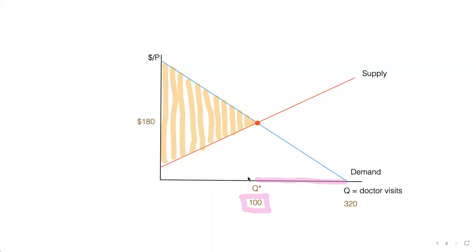Yeah. And the free market certainly equalizes supply and demand. It picks a particular quantity and it's less than the maximum quantity. So there are some people that are not going to see the doctor if we don't have any subsidies or health insurance or things like that. So that's what most people would say. Yeah, the free market maximizes total surplus.